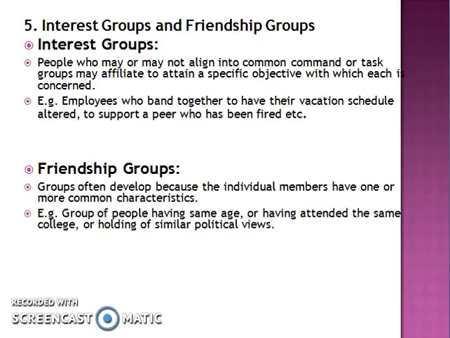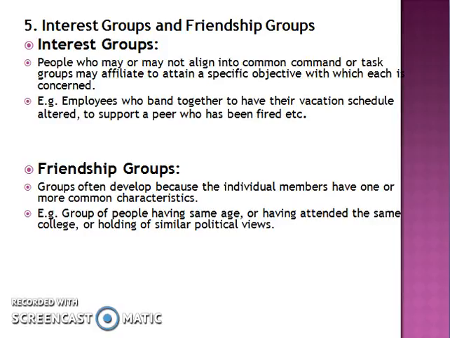Next is interest groups and friendship groups. Interest groups: people who may or may not align into a common command or task. Groups may affiliate to attain a specific objective with which each one is concerned. Example: employees who band together to have their vacation schedule altered to support a peer who has been fired.